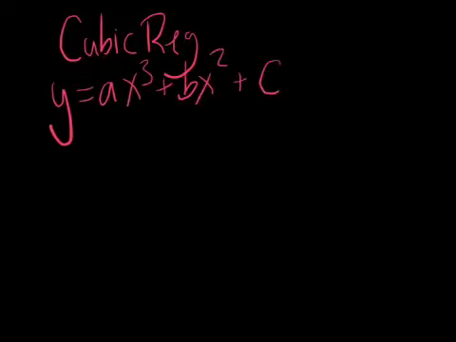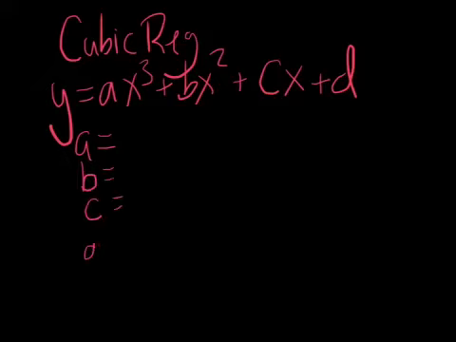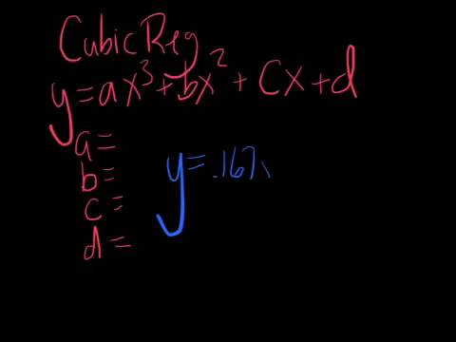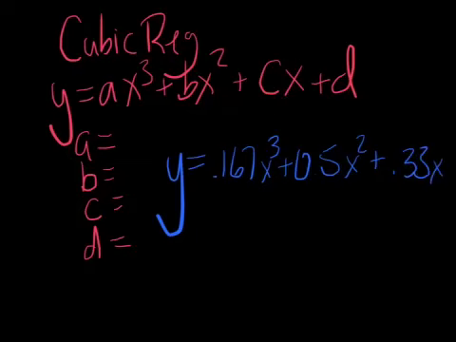And just as we did in chapters 2 and 3 when we did regressions, they're just going to give you the output. They're going to say what A is, what B, C, D, and so forth. What you should get for the final equation for this one, it's going to look like this. Y will be equal to 0.167x cubed plus 0.5x squared plus 0.33x. And what we just did is we found ourselves a polynomial regression.